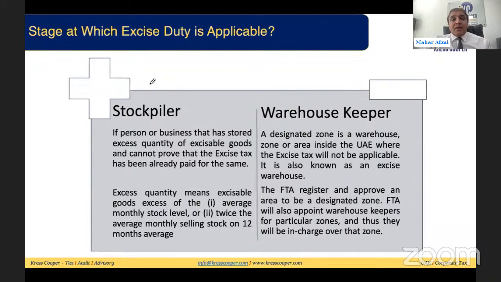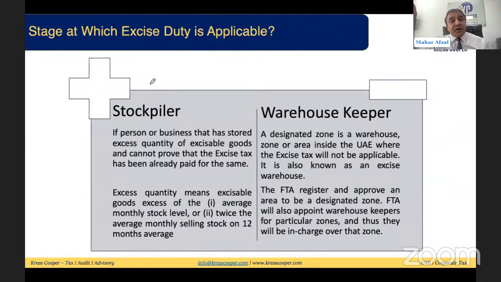For the warehouse keeper, as I mentioned, a designated zone, you can set up a warehouse even on the mainland as well after the approval of the FTA. A designated zone is a warehouse zone or area inside the UAE. It doesn't matter whether it is in the free zone or on the mainland area in the UAE, excise tax will not be applicable there. If the goods are moving from warehouse to warehouse, which has been approved by the FTA, excise tax will not be applicable. It is also known as the excise warehouse. It is an FTA registered and approved area, the designated zone.